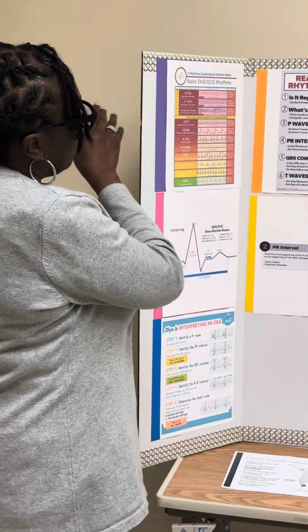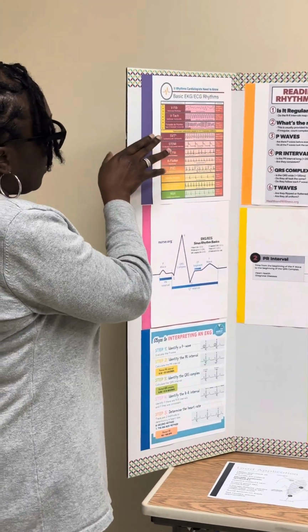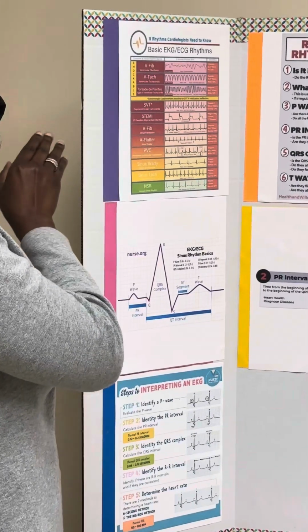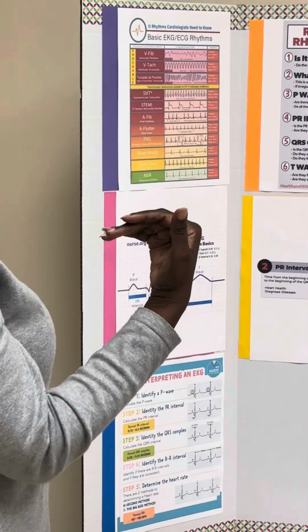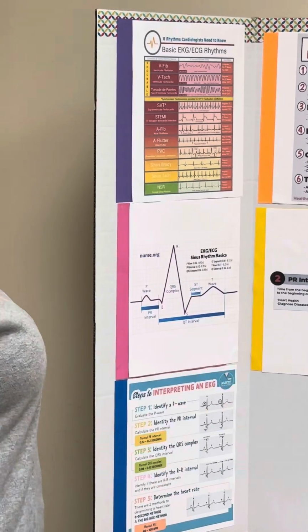When we're looking at some of our basic EKG rhythms, our shockable rhythms are going to be the VFib, VTach, and torsade de pointes. Then SVT, a STEMI, a fib, a flutter, PVC, sinus Brady, sinus tach, and then our normal sinus rhythm.